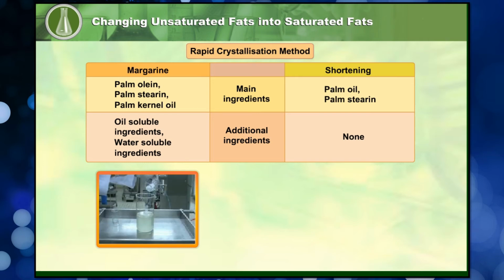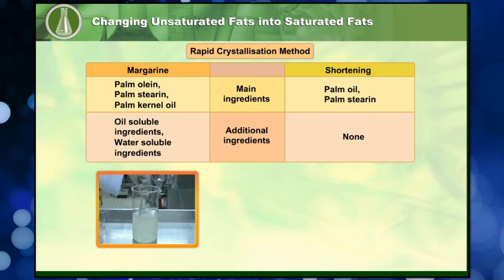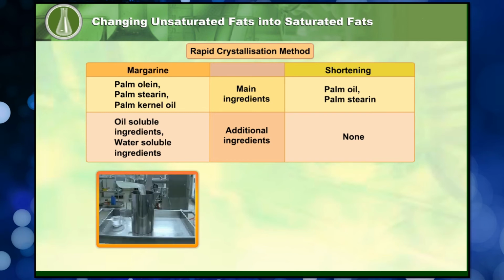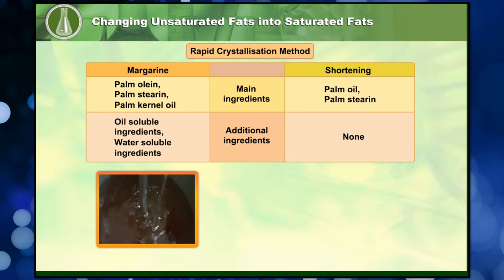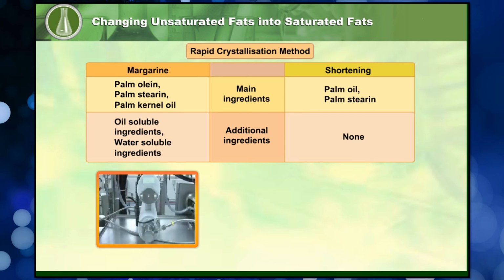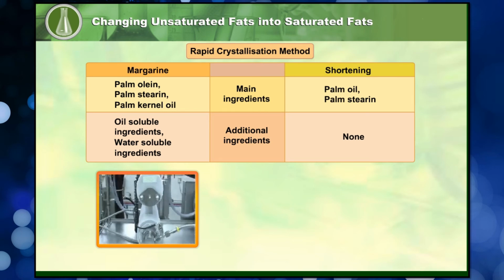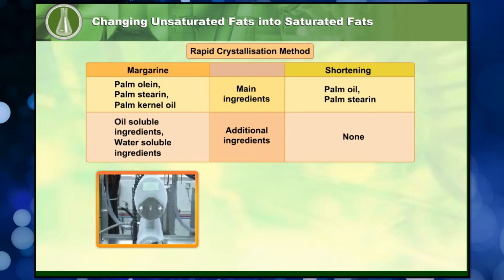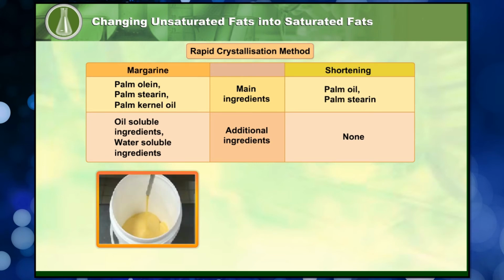Salt and preservative are dissolved in water and added to the mixing drum. They are added to the golden mixture while the mixture is being stirred. The mixture is then passed into a cooling device for rapid crystallization to take place. The result is margarine.